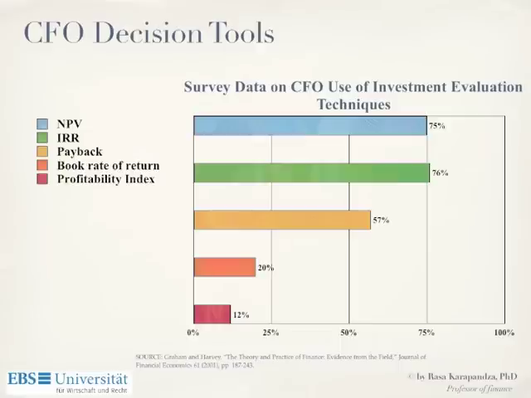So, this is the probability that your boss will ask you something about this method. So the net present value is very important. There is a 75% chance that your boss will ask you to do something with the net present value. The second one, also very important, even more important than net present value, is the internal rate of return.